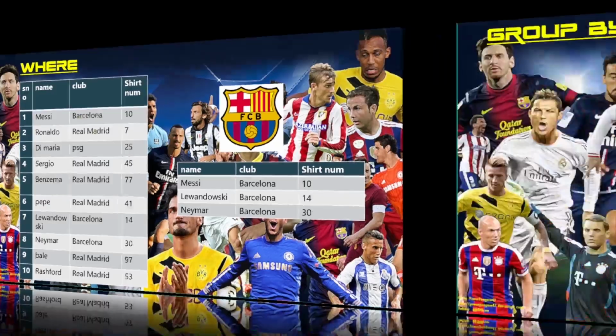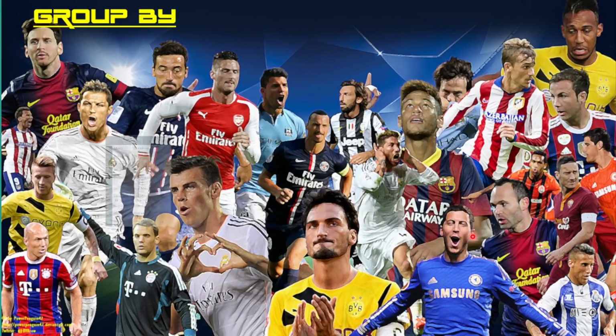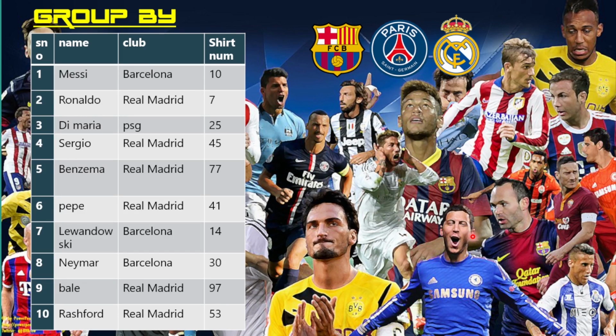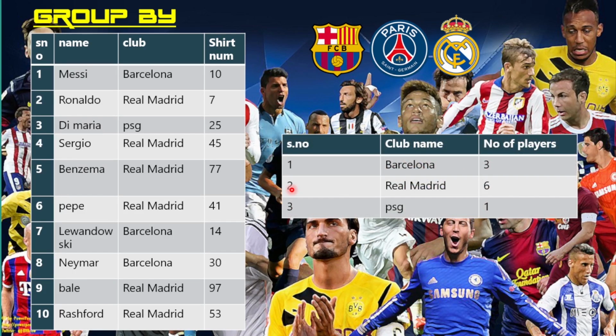Next class we are going to see is the GROUP BY class. This is our table. It contains records. Suppose you want to see how many players are present inside a particular club, what I mean by that is, if you want to see how many players are present in Barcelona, PSG, and Real Madrid, this is the result that we want. See here, this is the club name, and each club contains the respective players. Barcelona contains 3 players: Messi, Lewandowski, and Neymar, and Real Madrid 6 players, and PSG 1 player, Di Maria.